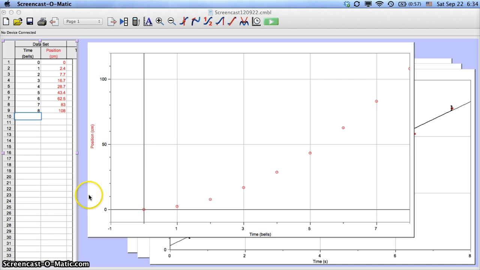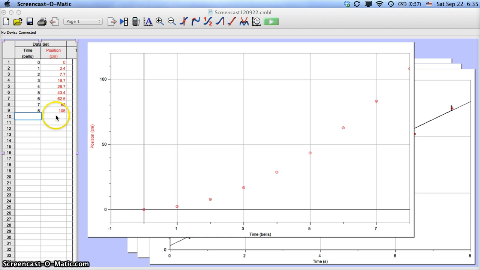You'll see on the screen here, this is LoggerPro. I've started it. Here I entered my data, so we had the time, only I told you to use bells instead of seconds, and I did the experiment myself, and so it starts off at 0, 0. At 1 bell it was 2.4 centimeters, the wheel. At 2 bells it was 7.7 centimeters down the track, and so on and so forth.